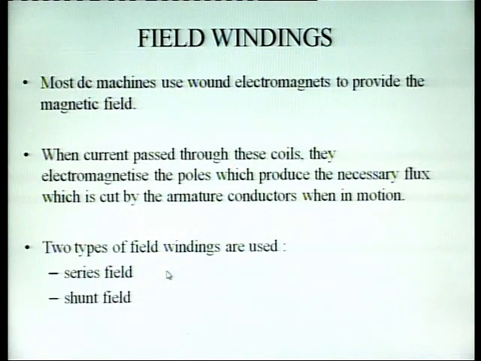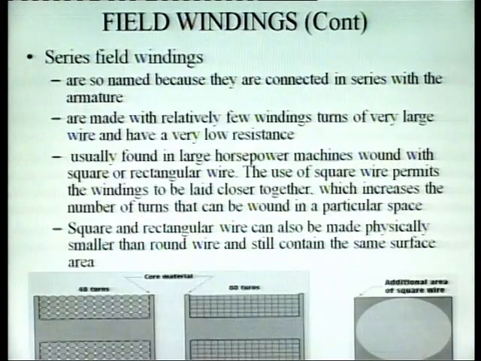Field winding. Most DC machines are wound as electromagnets to provide the magnetic field. When current is passed through these coils, they electromagnetize the poles, which produce the necessary flux, which is cut by the armature conductors when in motion. Two types of field windings are used: series field and shunt field.